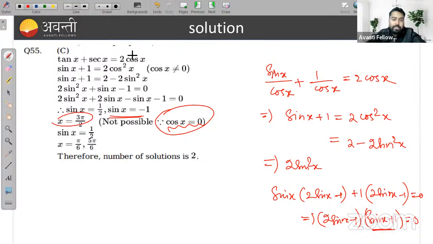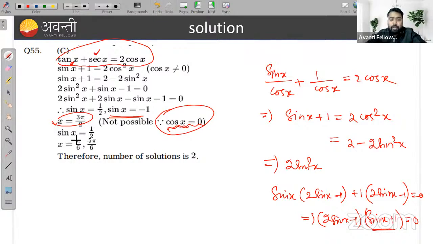That is, the right hand side becomes 0, and this becomes infinity. This equation is not satisfying when cos x is equal to 0. That's why x can't be 3 pi by 2.